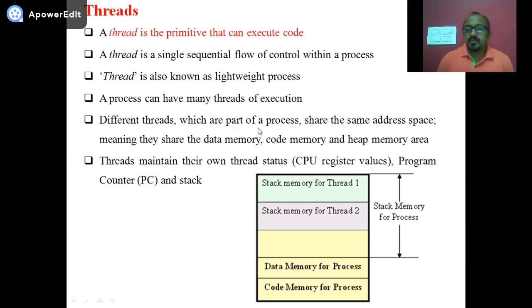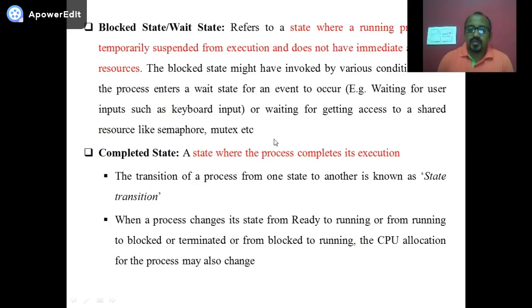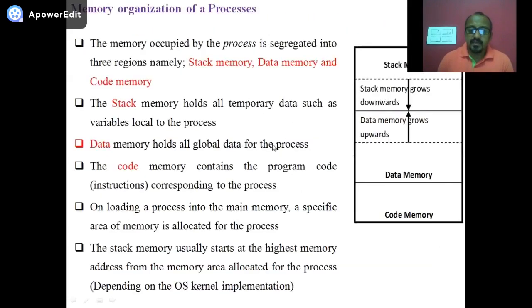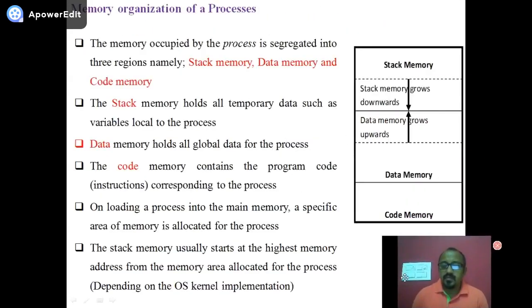Different threads are a part of the process. I told you they share the same address space, data memory and code memory. When the task gets created, some memory space is reserved for that particular task in the main memory, and it is subdivided again into stack memory, data memory and code memory.